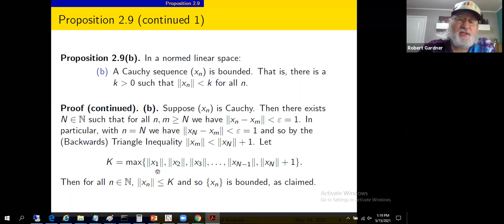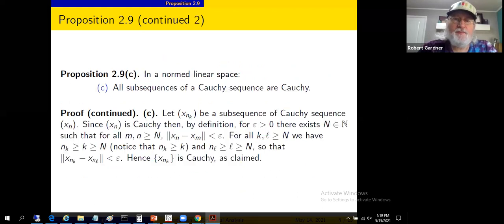So if we pick the maximum of the first capital N minus 1 vector norms, and then this other bound, that'll be a bound that works for all vectors. That is, for all n, a natural number, the norm of x sub n is less than or equal to k, where k is chosen as given here. So we've got ourselves a bounded sequence as claimed. So Cauchy sequences are bounded. Cauchy sequences are convergent.